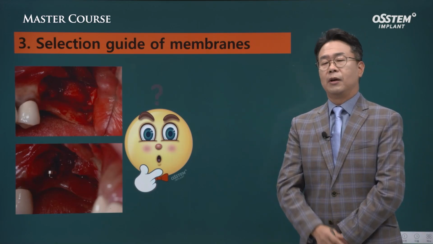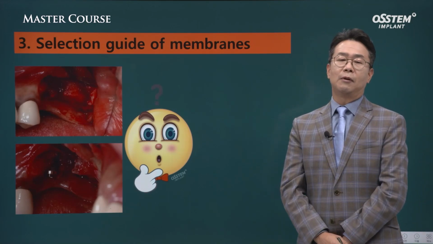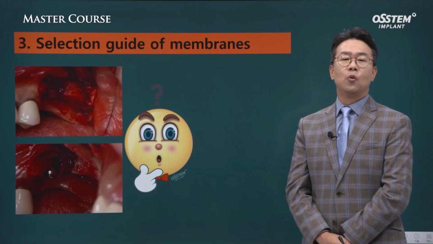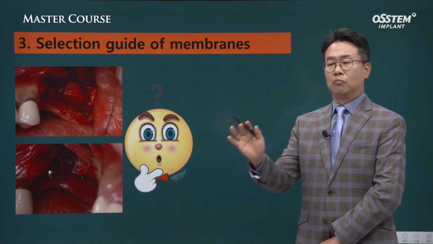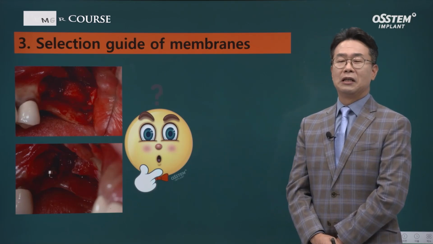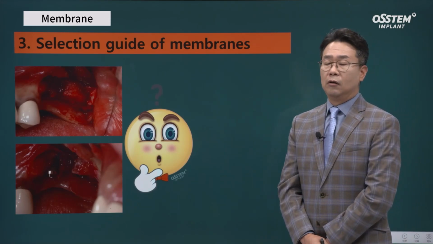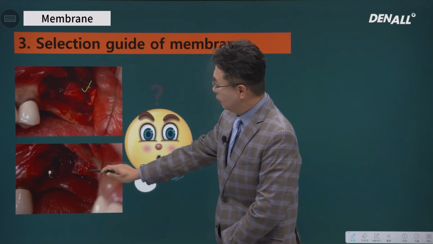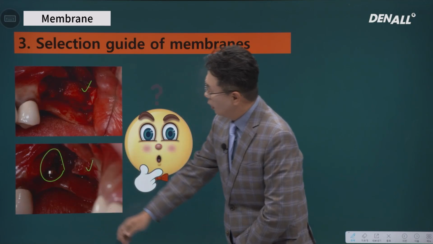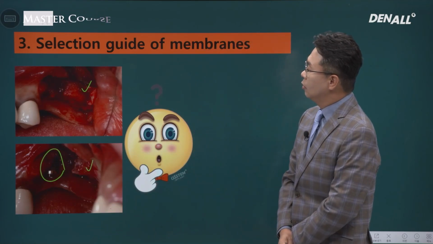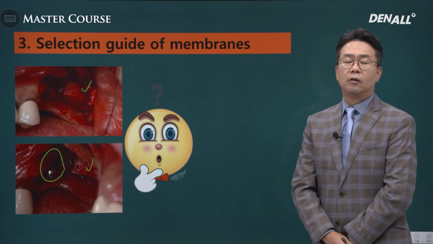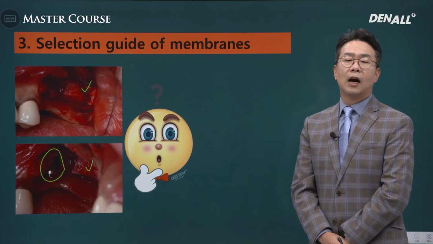Up until now, we have talked about the role and types of membranes, and now I'm going to talk about guidance as to what kind of membrane to use in different clinical cases. This is to help you navigate through clinical treatments. The defect is like this. This is dehiscence defect. In this case, what kind of material should be used for bone augmentation?